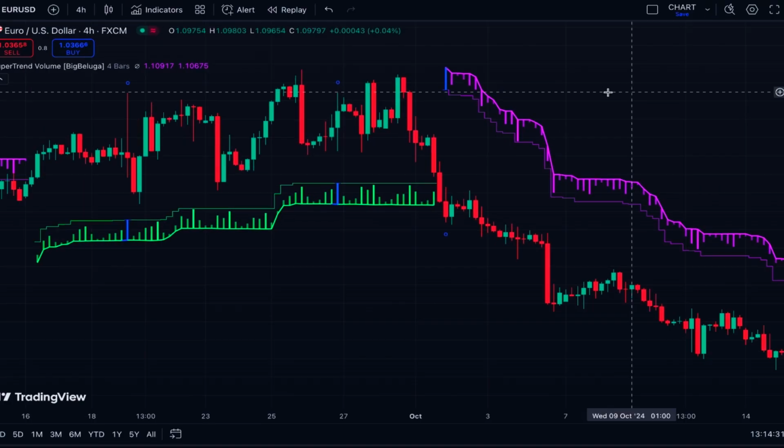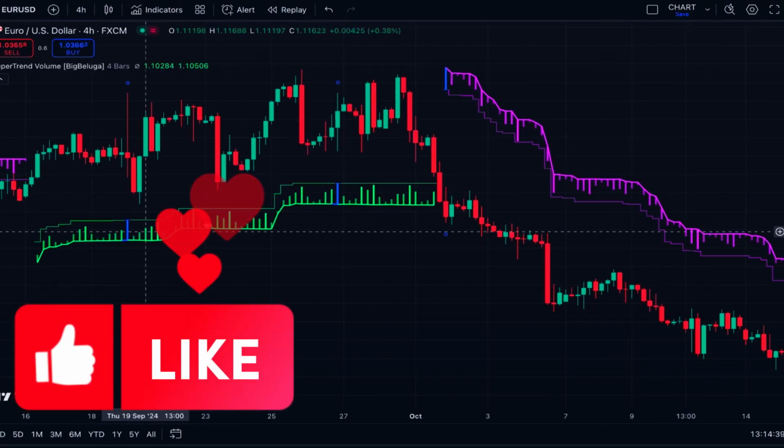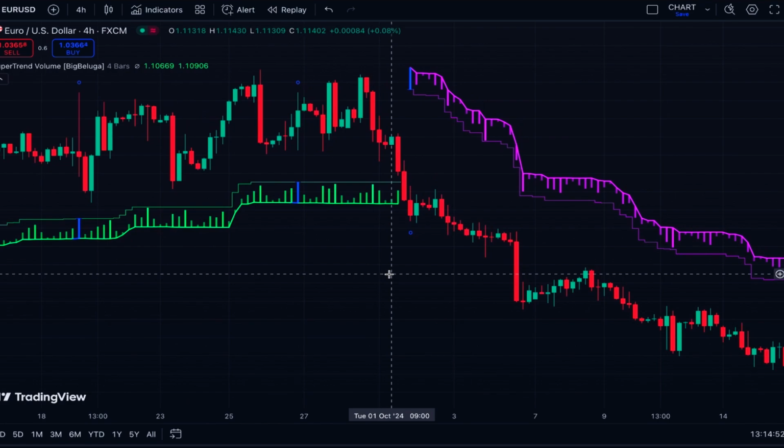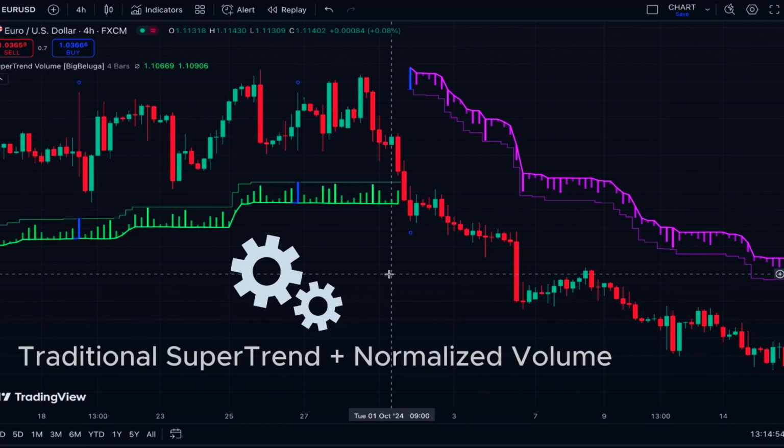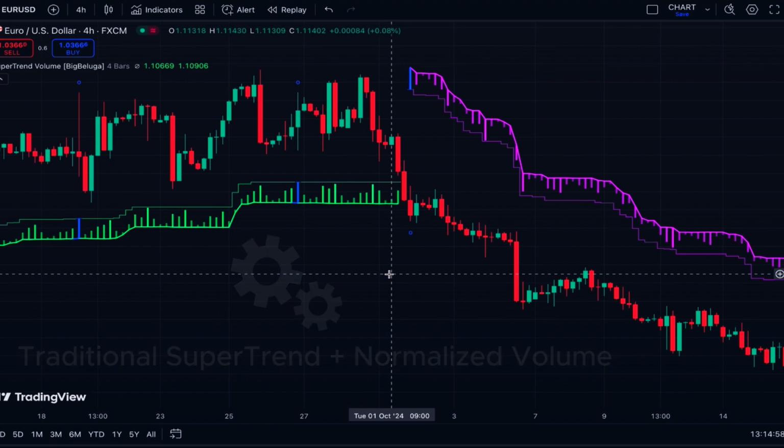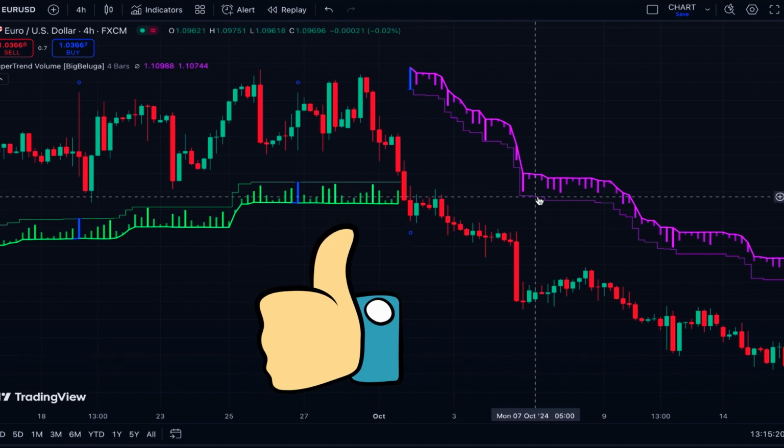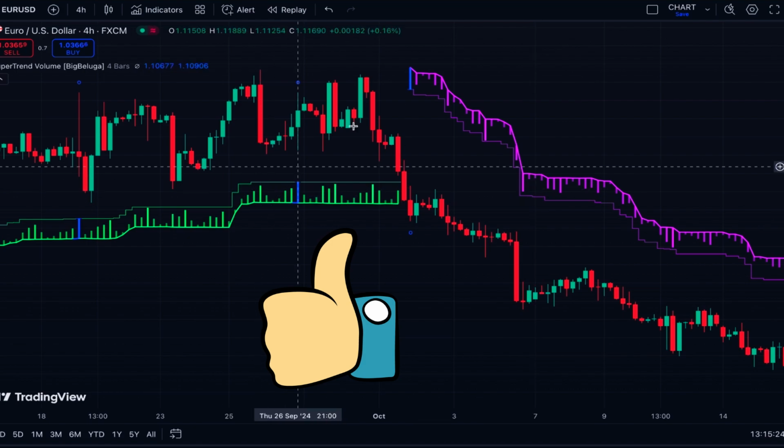Alright, this is the new volume super trend, and as you can see, it is overlaid on the price chart. This is an advanced indicator that combines traditional super trend with a normalized volume which is placed inside the bands, and this will help us to track volume activity alongside the changes in the market trends.